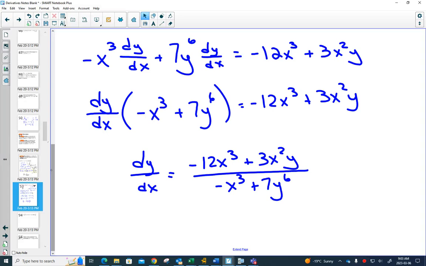And this is our derivative. It has x's and it has y's in it. So if you wanted to find the slope of a tangent to the original graph at any point, you'd have to plug in the x coordinate and the y coordinate. How crazy are these graphs?